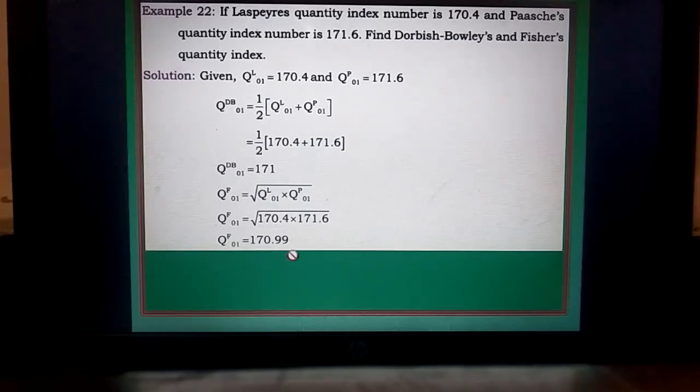So 70.99% increase in the current year quantity level of commodities as compared to base year based on Fisher's quantity index number. This is how the conclusion needs to be written. Next example.